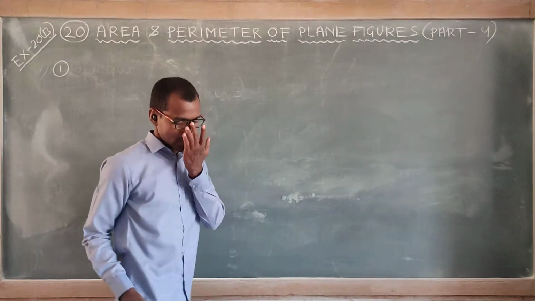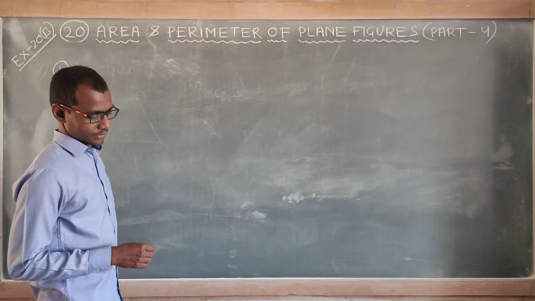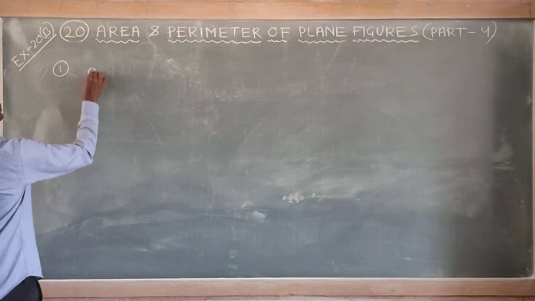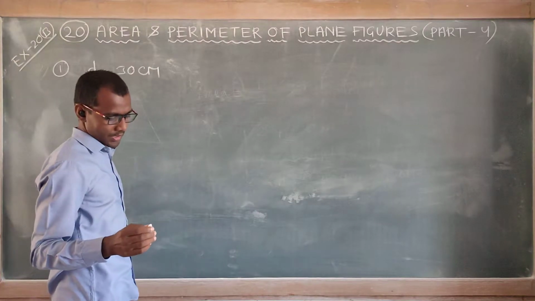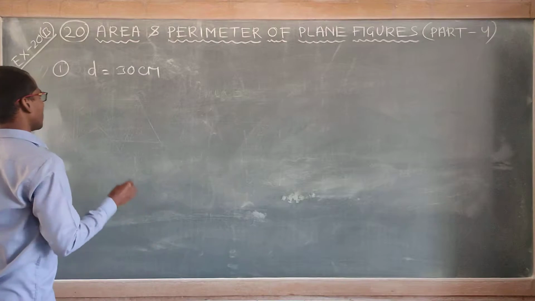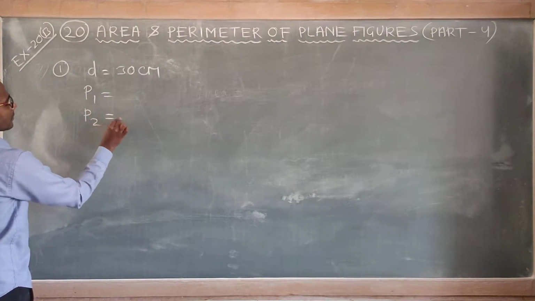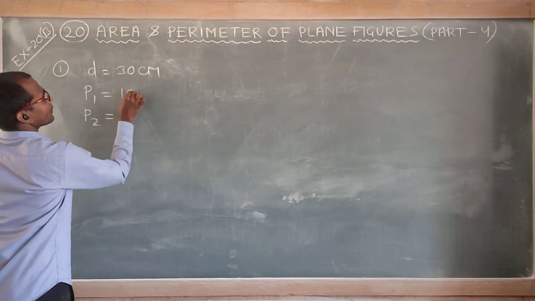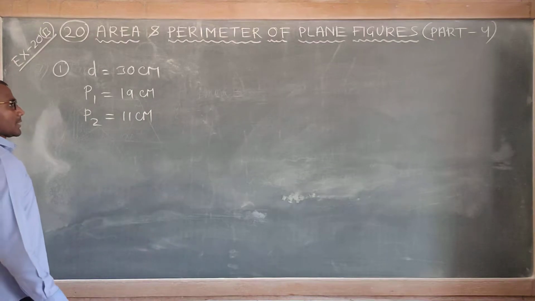Find the area of a quadrilateral, one of whose diagonals is 30 cm long. So B is equal to 30 cm. And the perpendiculars from other two vertices are 19 cm and 11 cm respectively. So let the perpendiculars be P1 and P2. They are 19 cm and 11 cm respectively.